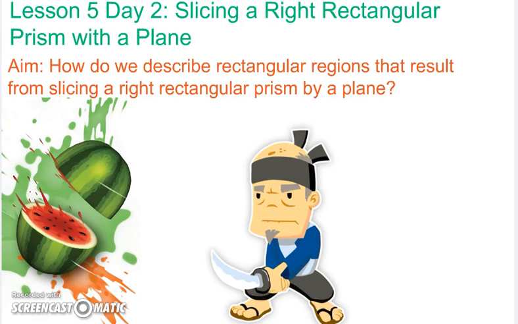Last day with lesson 5. This is day 2. We'll be slicing our right rectangular prism with a plane. We'll continue this from yesterday. If you struggled in class today, don't worry. We'll try to review it again in this video.